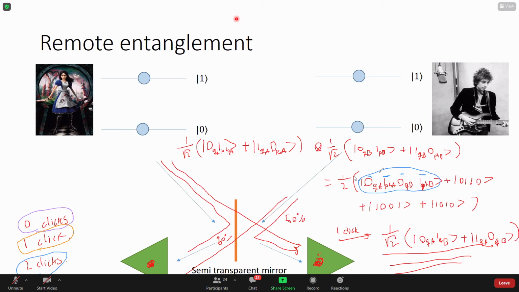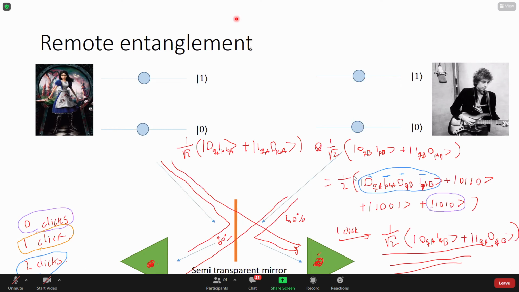So then the 0 click one, that's the state here. I think I got that right. And then we have the 0 click is the last one, right? The 0 click is the last one, yes. It was the wrong color. This is the 0 click color. 0 click is this color.